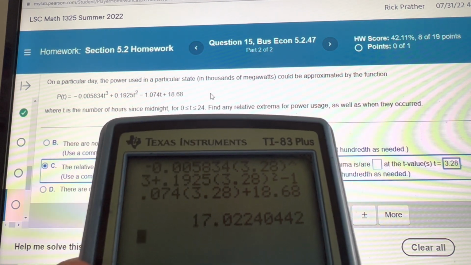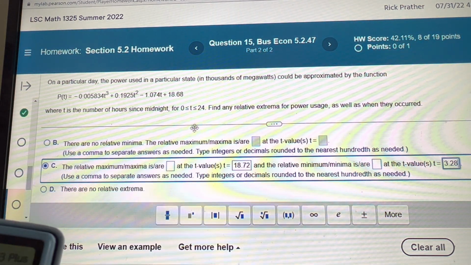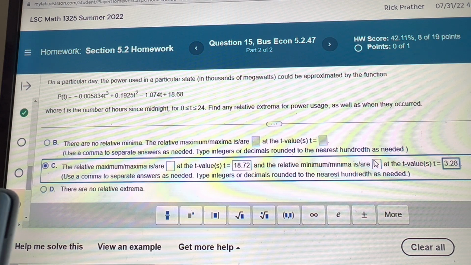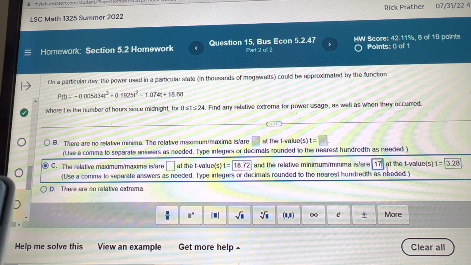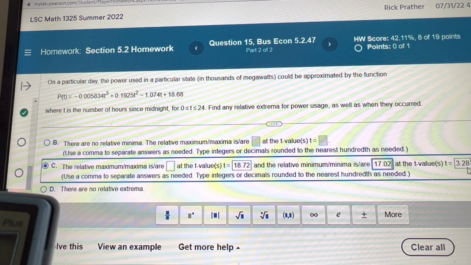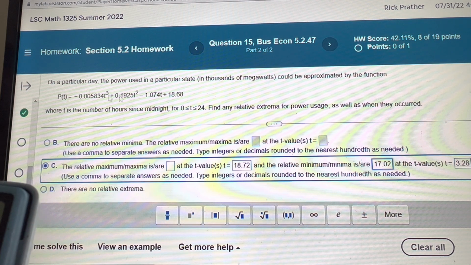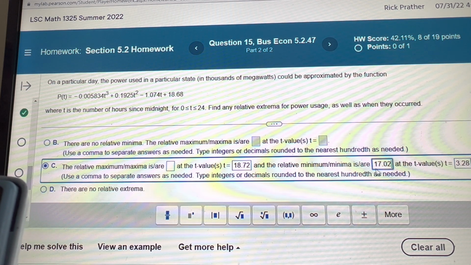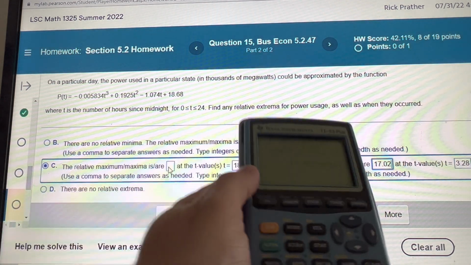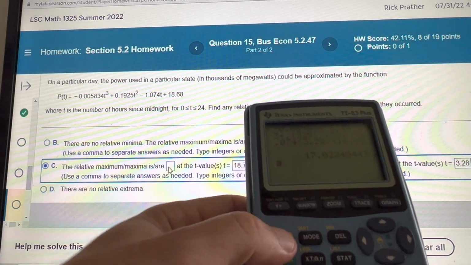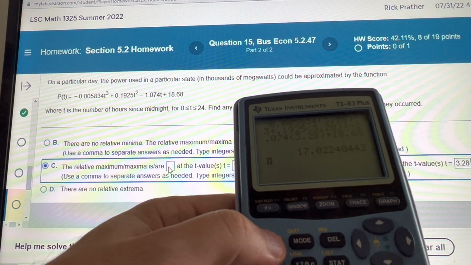Okay, so 17.02, that's what I got for the minimum, 17.02. That's when I plugged in 3.28. So this is a polynomial. This answer is the maximum, so this answer better be bigger than 17. It's impossible for it not to be. That's where I was messing up on that other problem. But here I can quickly hit second enter.